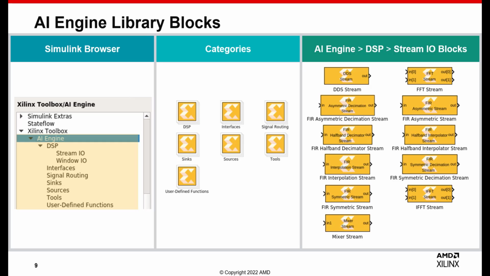You can see here on the left AI Engine library under Xilinx toolbox. In the middle, you will find the categories available under the AI Engine library. And finally, you can see the various functions that are available under DSP Stream IO blocks.